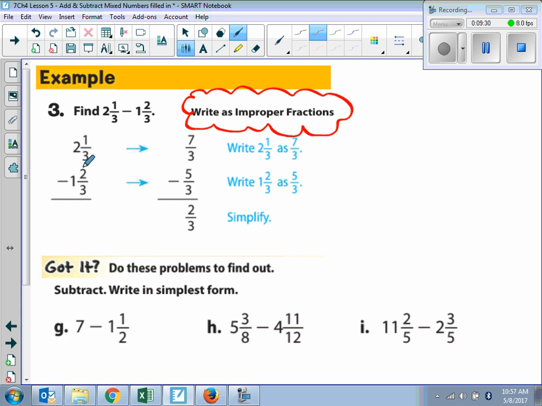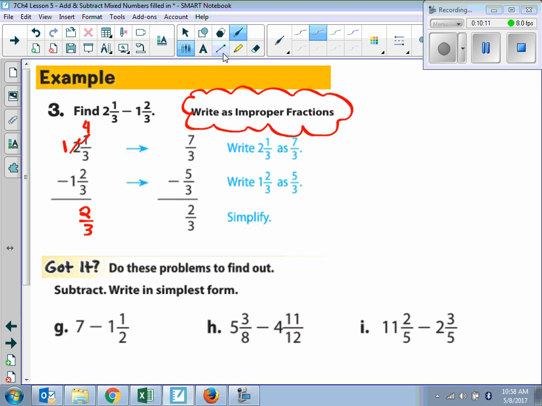Do you guys remember borrowing? Okay, so in this problem, let me just do borrowing real quick and then we'll do the improper fractions. We would have to borrow from the 2. So this would become 1, and then we would add that 1 that we borrowed to the 1/3. So 1 plus 1 and 1/3, or 3/3 plus 1/3, is 4/3. Does everybody see that? So now we have 4/3 minus 2/3, which is going to give us 2/3. You see the borrowing?